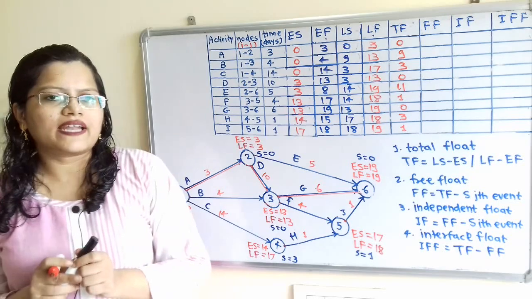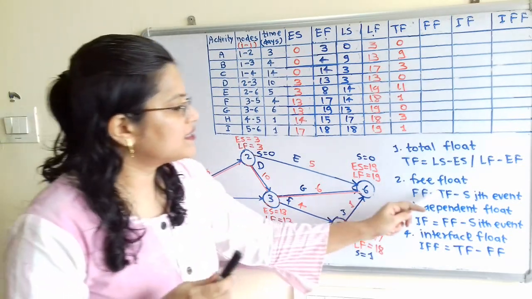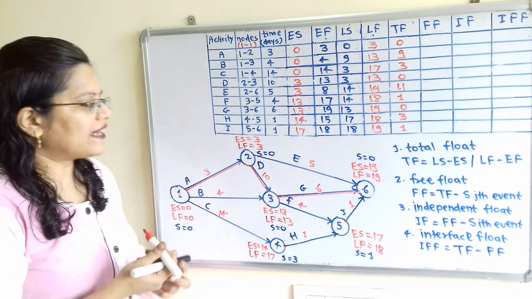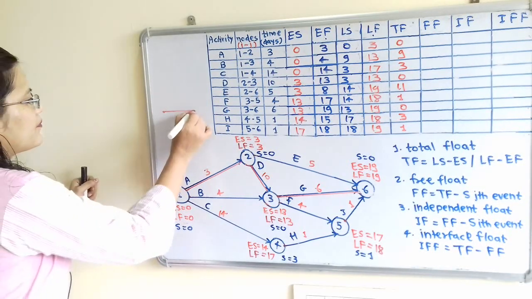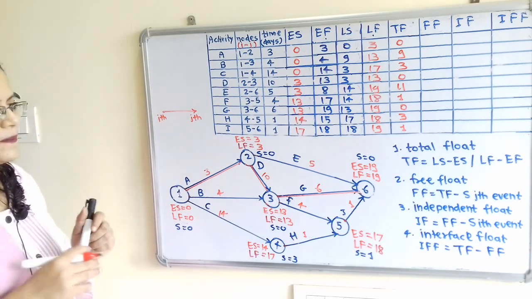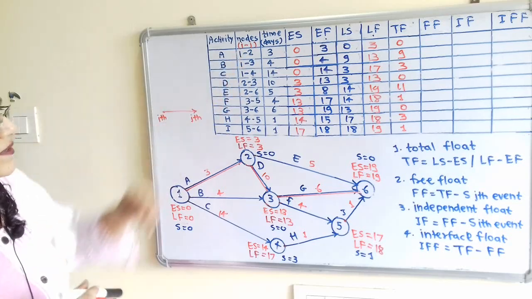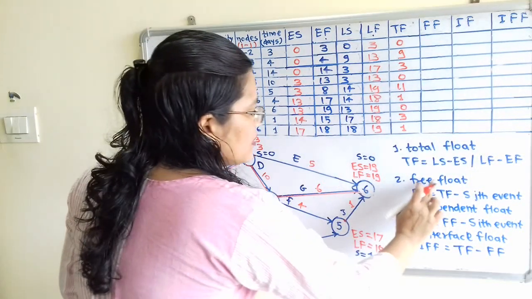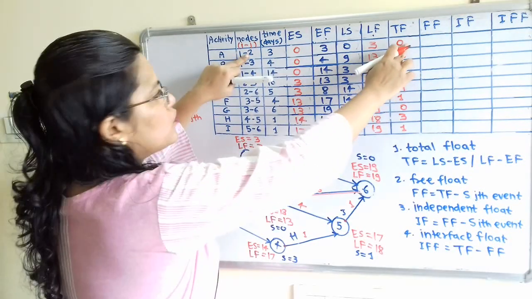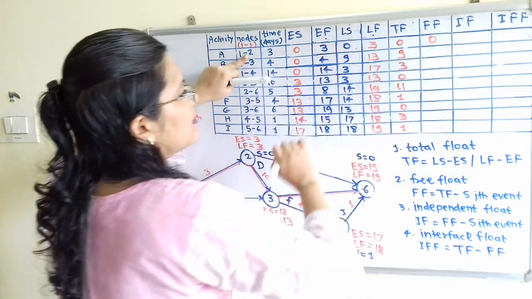Now we will move to the next point, that is free float. So free float is TF minus slack of the Zth event. Now we know that, suppose this is the arrow, then here is the ith event and here is the Zth event. From these nodes we come to know which is the Zth event. Now for free float, TF is 0 and the Zth event is 2. So at point 2, what is the slack? That is 0. So free float here is 0.